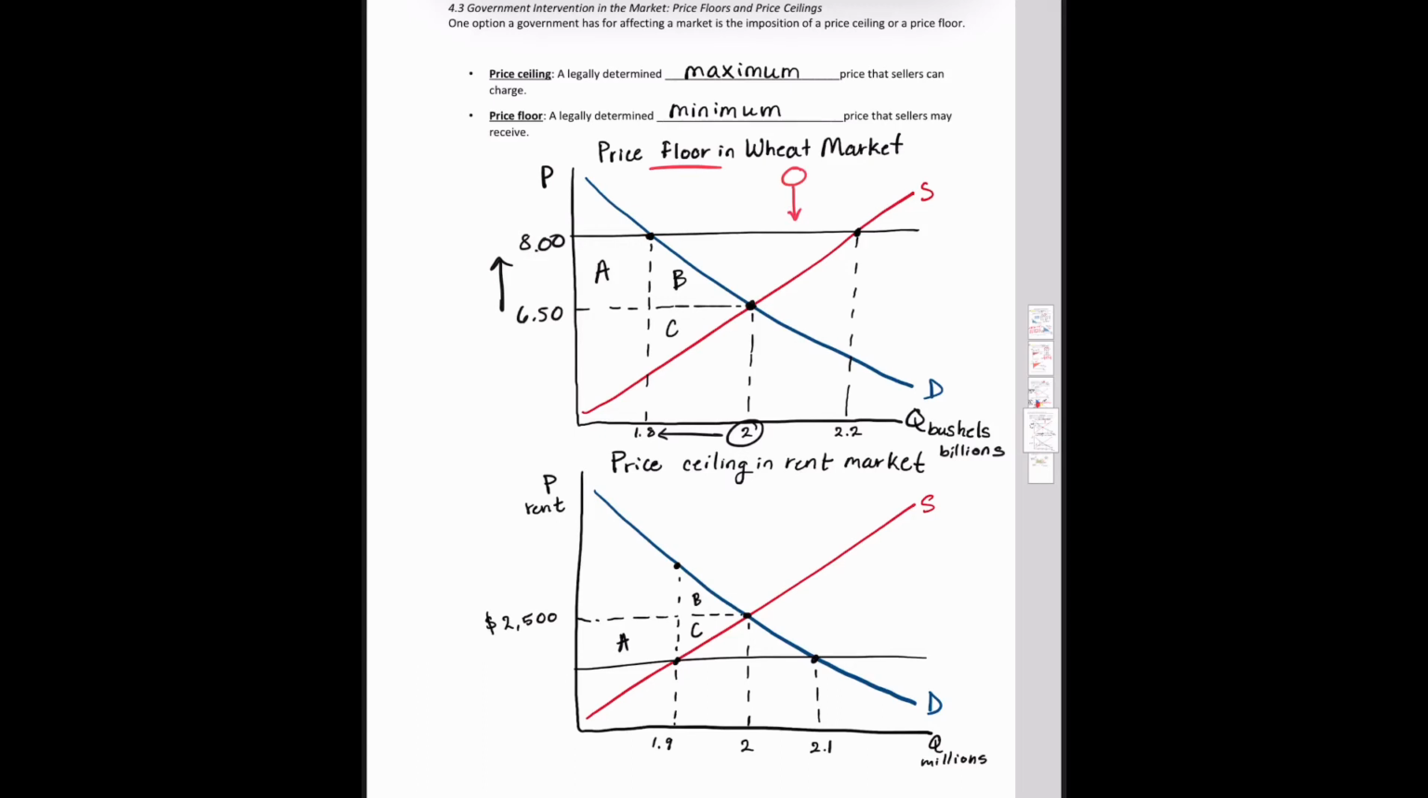Okay, so if the bowling ball falls to the floor, it's going to hit the floor and stay there. So price floor means that prices can't go below $8 here. An effective price floor is going to be set above the market equilibrium price. $8 is greater than $6.50. If the price floor is set below market equilibrium, the bowling ball is going to fall straight down.